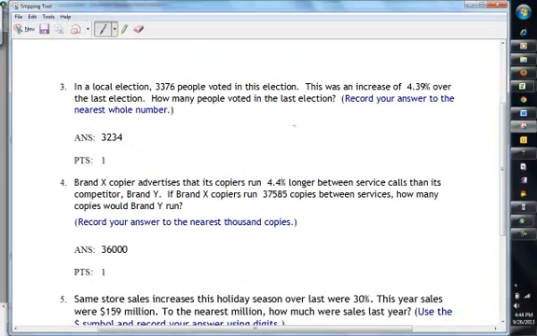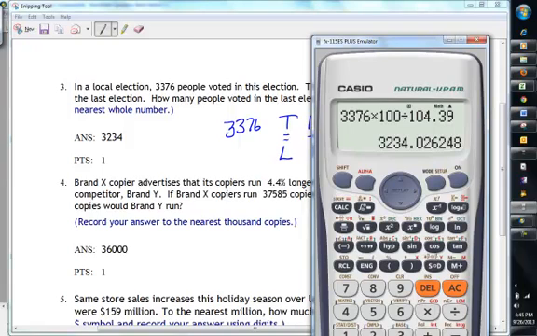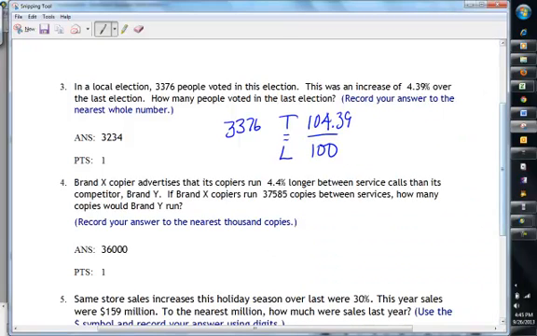All right, the first one, local election: 3,376 people voted. This was an increase of 4.39% over last election. So last election is what we're looking for. That's the old one, was 100%. This time it's 104.39%. This election, there were 3,376. So let's see how many there were in last election. 3,376 times 100 divided by 104.39 is 3,234 people.